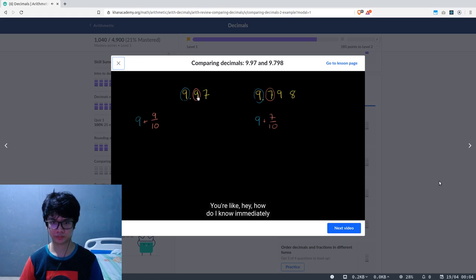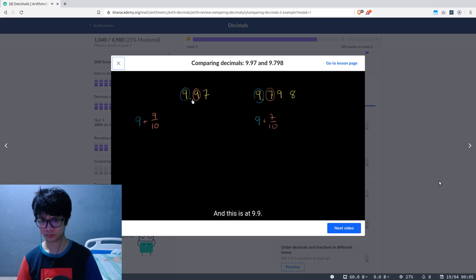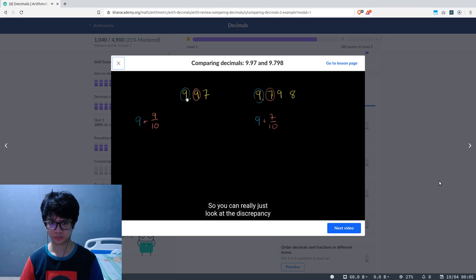You're like, hey, how do I know immediately that's the larger number? I have all this other stuff to the right. I have this 9, 8 to the right. I have this 7 to the right. And the way to think about it is, no matter what you have, even if you really increase this right-hand side here as much as possible, you're still less than 9.8. In fact, if you keep incrementing the thousandths here, you go from 9.798 to 9.799 to 9.8. So you would have to actually increase to get to even 9.8. And this is at 9.9. So you can really just look at the discrepancy in the largest place value to recognize which number is greater.